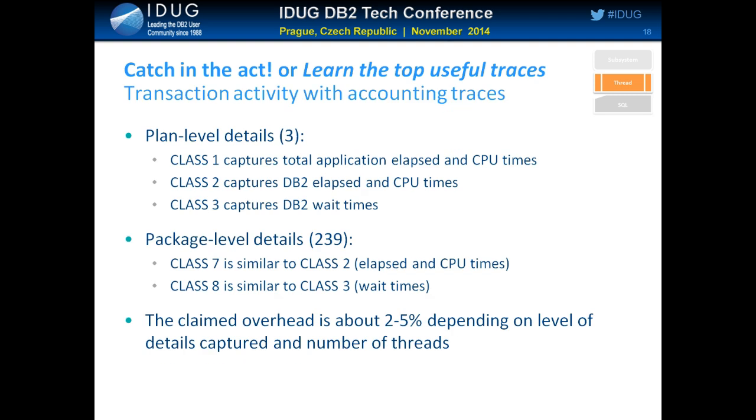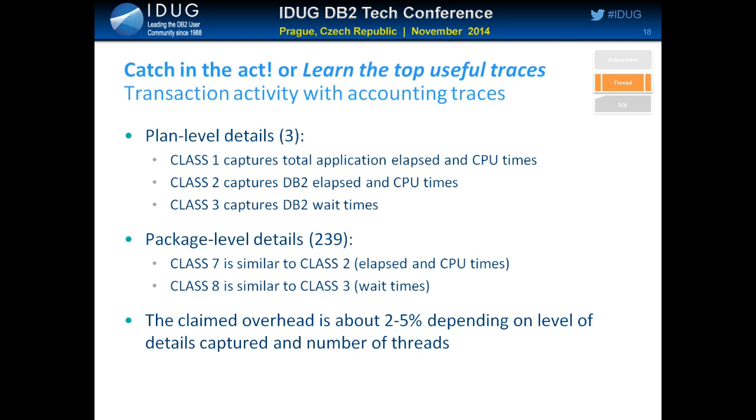So now about the classes. Again, plan level details. Class 1 is just overall application elapsed and CPU times. If you're familiar with z/OS, it's basically TCB times. Very simple to capture, very, very cheap. Then class 2 is time spent while the thread is within DB2. It means DB2 elapsed time and DB2 CPU times.